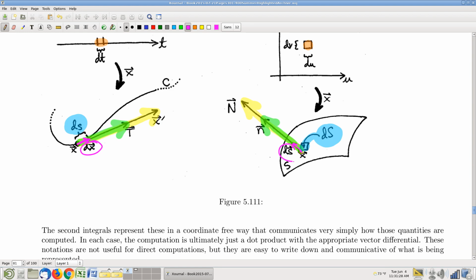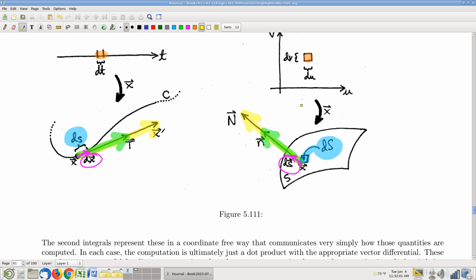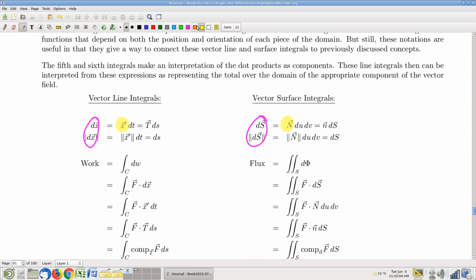Let's talk about ds versus dx, both in purple. dx and ds. Okay. I'm going to try to keep my color coding consistent. dx is x prime dt. ds is capital N du dv. X prime and capital N are both colored yellow up here. dt, du dv, both being orange up here.